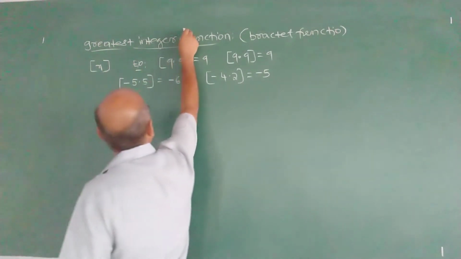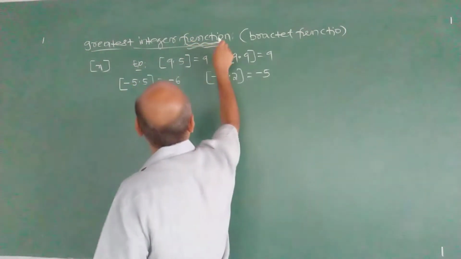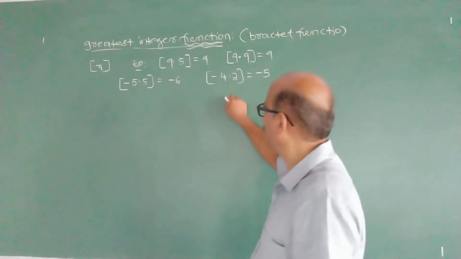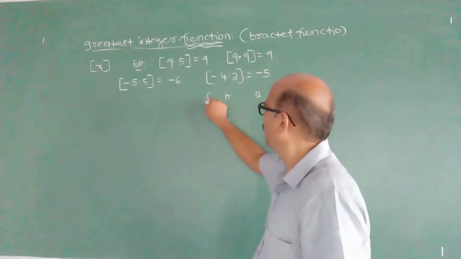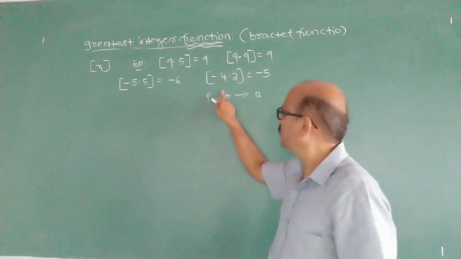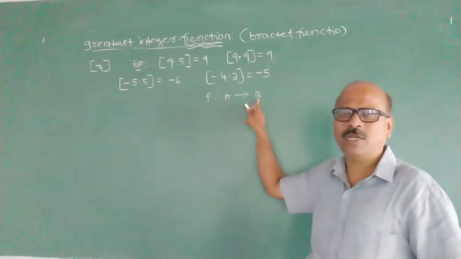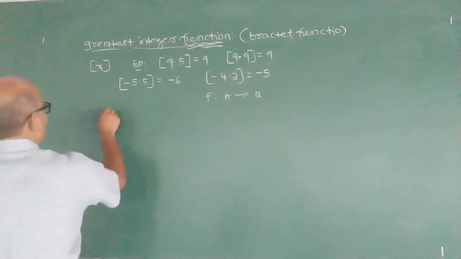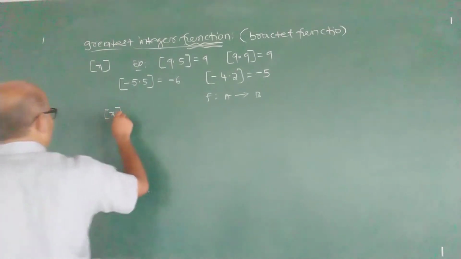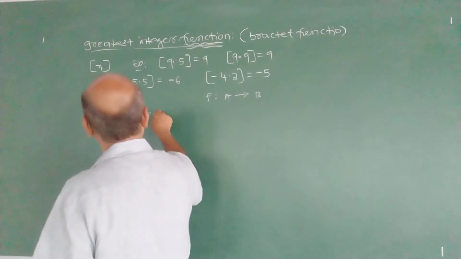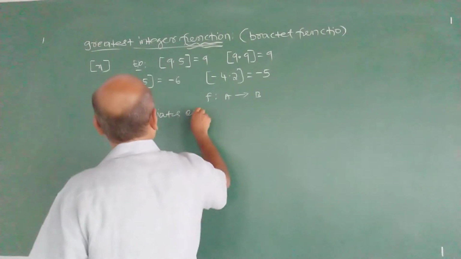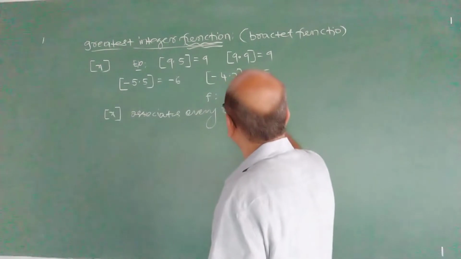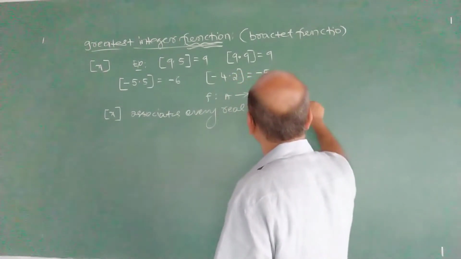Now, what is the greatest integer function? You know the meaning of function. Function means there should be two things: one domain, one codomain. A function from A to B means it associates every element of A with a unique element of B. Then it is called a function. Now, greatest integer function means this greatest integer x associates every real number to an integer.